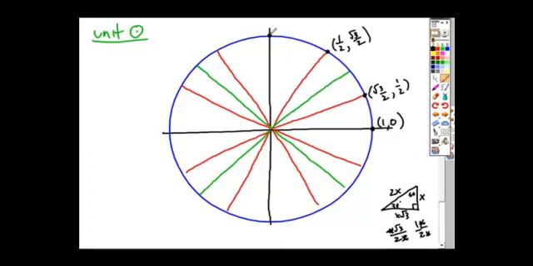Well, what's this up here? So at 90 degrees, what's the cosine value? Now, on this one, the cosine is the x coordinate, which is 0. So the cosine of 90 degrees is 0, and what's the sine of 90 degrees? 1.